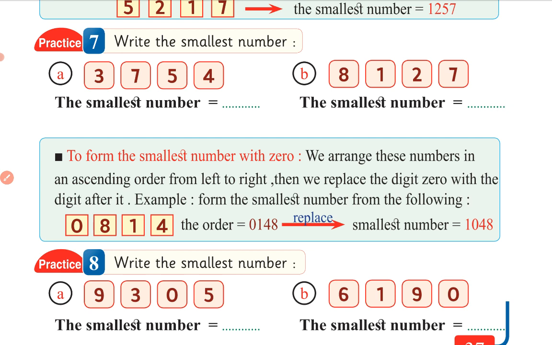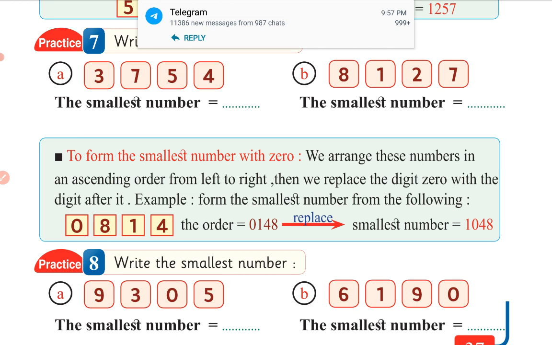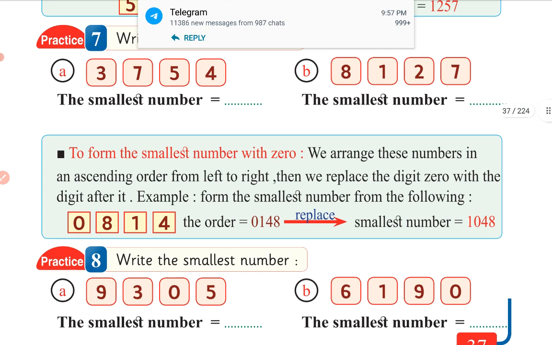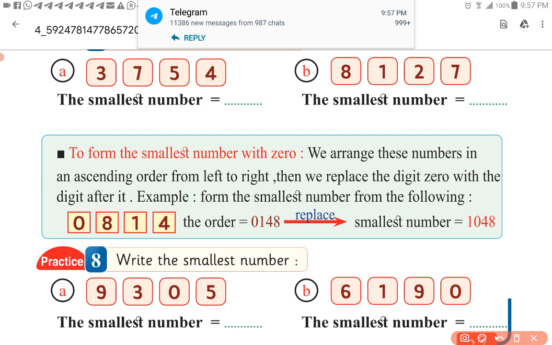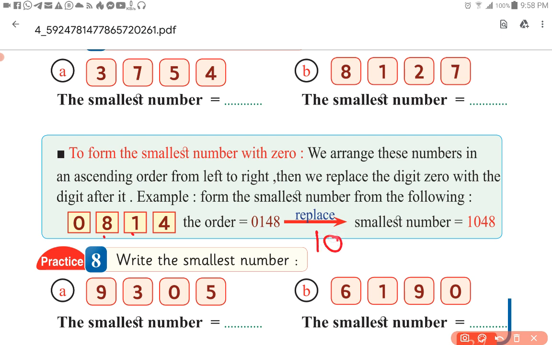If you have 0 in the digits, at first put the next one. If I have 0 in these numbers, I take the next digit first, then after that I write the zero. So I have 0, 8, 1, 4: I start with the 1 first, then 0, then 4, then 8. So this number is 1048. Let's see the questions below. Write the smallest number formed from 9, 3, 0, 5. What do I do? Do I start with the zero? No, I start with 3, then 0, then 5, then 9.